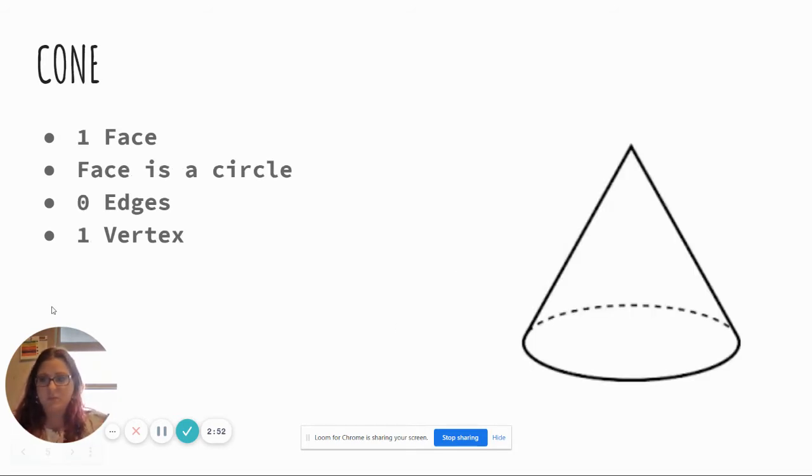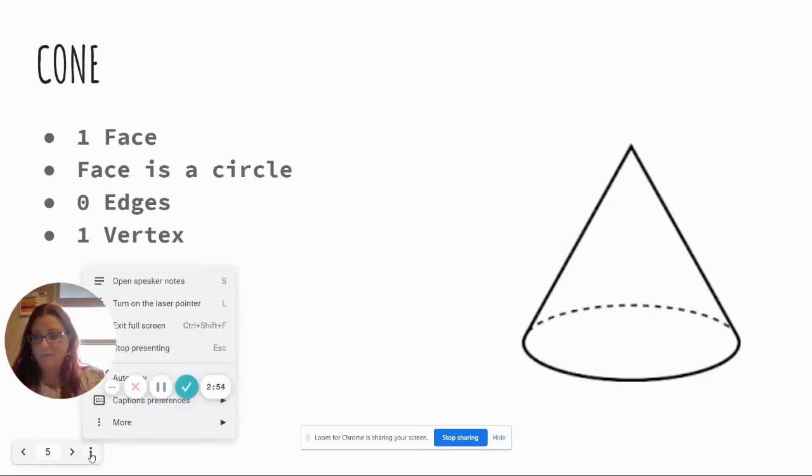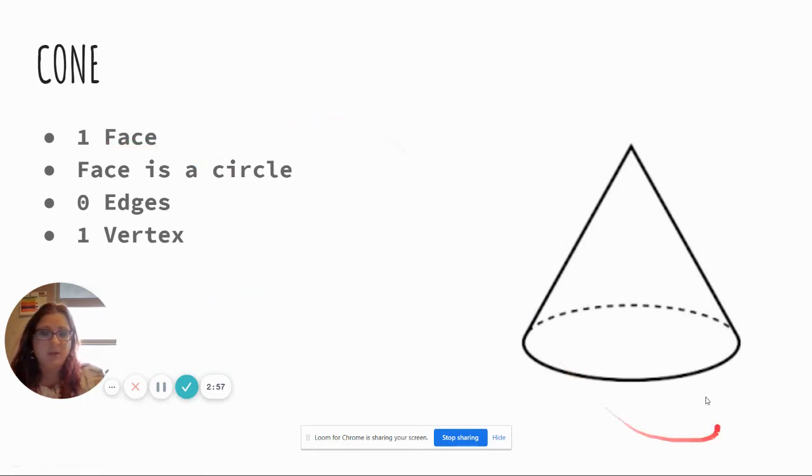All right, up next we have the cone. So the cone has one face, and remember, if you could touch it with the palm of your hand, and slide down, that means it's a face. So it has one face, and it's a circle.